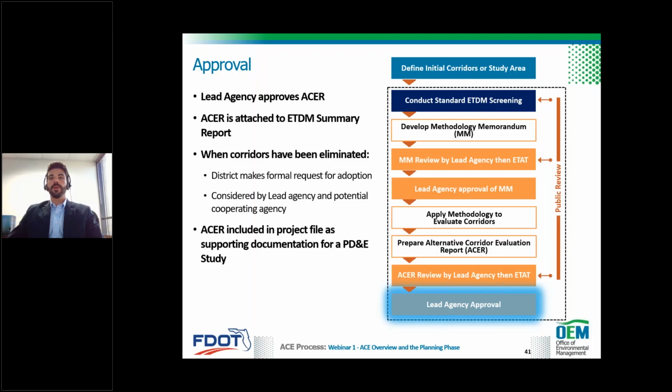Some projects may have a cooperating agency, which may be identified after completing the ACE study, because you have an idea of what corridors are moving forward and what agency may be suited for a cooperating role. The cooperating agency must also approve the results and recommendations for adoption into the PD&E phase. But the great news is that they are already involved with the results and decisions as an ETAT member during the ACE process. Once the ACER is approved, the ETDM coordinator would republish the ETDM screening report with the ACER as an attachment. During the PD&E phase, the ACER must be included in the project file as supporting documentation.